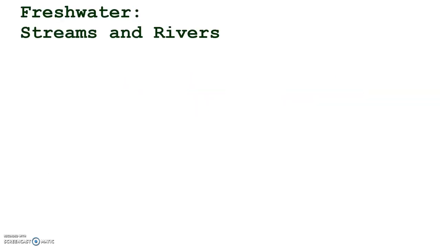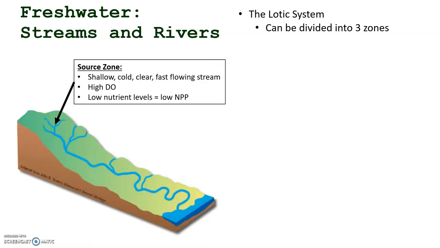So the major aquatic biomes: freshwater streams and rivers. We classify this by looking at the lotic system, which can be divided into 3 zones. We can start with the source zone, and that's where it originates. So it's a shallow, cold, clear, fast-flowing stream. It has high DO, and we're going to use that abbreviation a lot. It refers to dissolved oxygen.